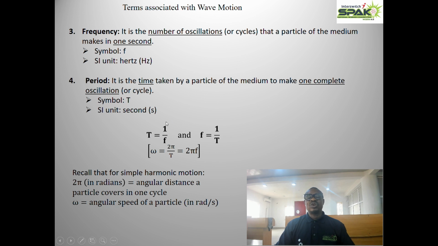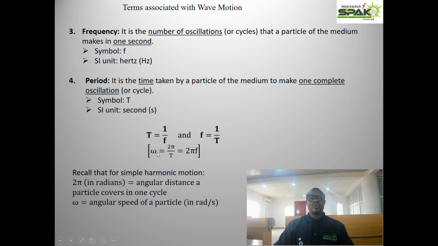But then I want you to take this other formula as well. Period is equal to the time taken to complete one oscillation over the number of oscillations. So let's take note of that.